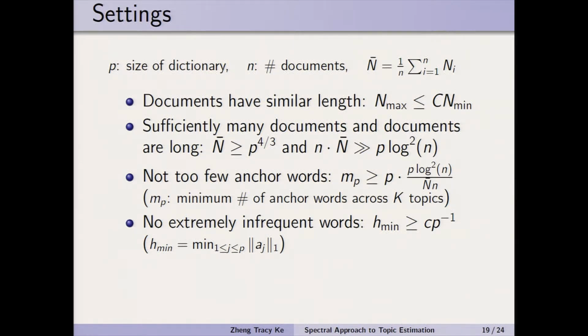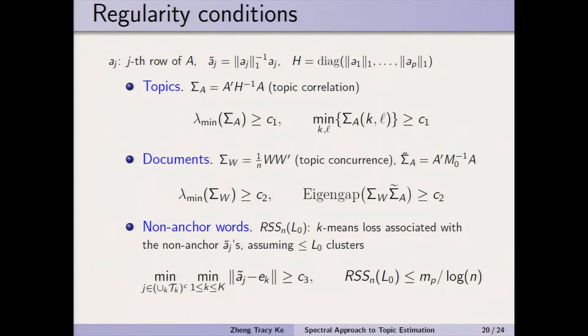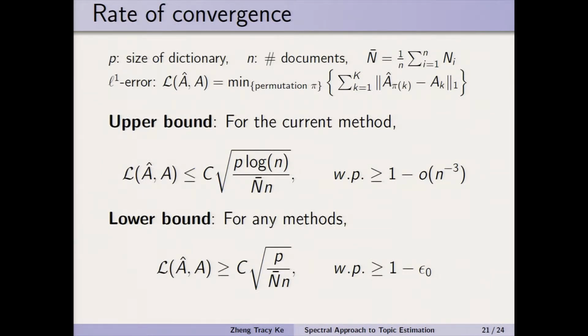Also, we assume that we need a certain amount of anchor words per topic. Here, this is the lower bound for the fraction of anchor words. Using this assumption, this is a small o(1) term, which means we can allow the fraction of anchor words to be negligible. Also, we need that the words cannot be very infrequent words. This is also meaningful because in dealing with real data, we typically first pre-process the data by removing those very infrequent words. Then we need some regularity conditions. I'll skip this slide, so I'll jump to our main result.